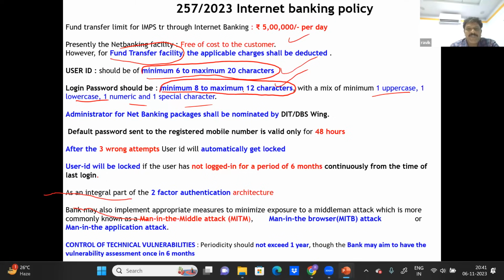Administration of internet banking is the DBS wing. Administrator of the net banking shall be nominated by DIT. Sorry, it will be nominated. Administrator will be nominated by DIT. Then the default password sent to the registered mobile of the user is valid for only 48 hours maximum.